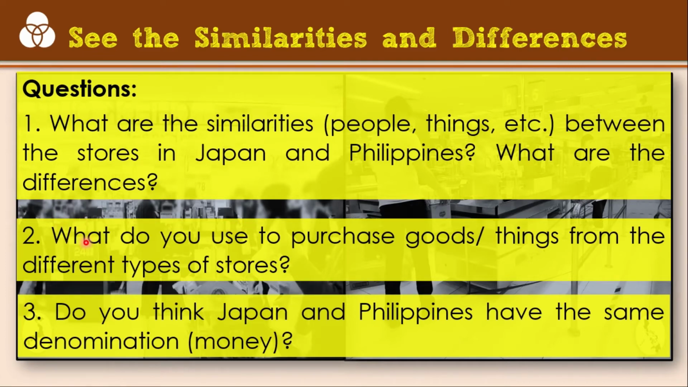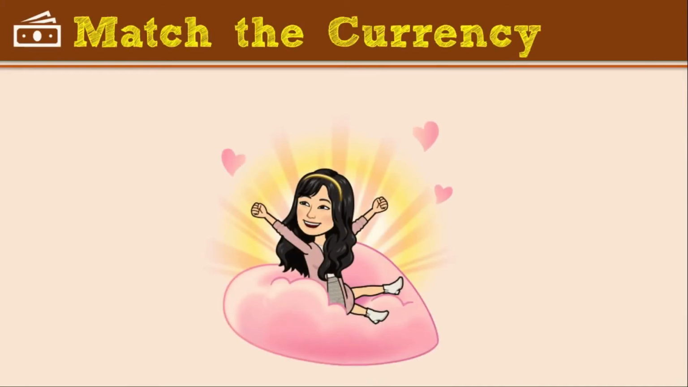はい、お金, money. We use money to purchase goods and things, ne? And speaking of money, let's see how well you know the different currency around the globe. So let's have match the currency.